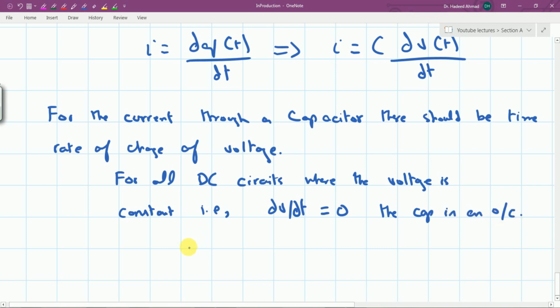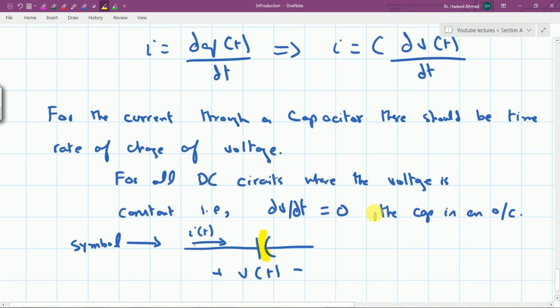And that is perhaps the reason that the circuit symbol of a capacitor has an open circuit in between these two plates. This is the circuit symbol of the capacitance. This open circuit relates to the fact that a capacitor is an open circuit whenever a DC supply is given.